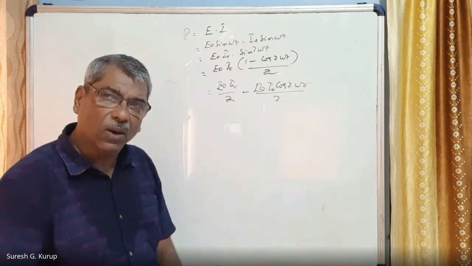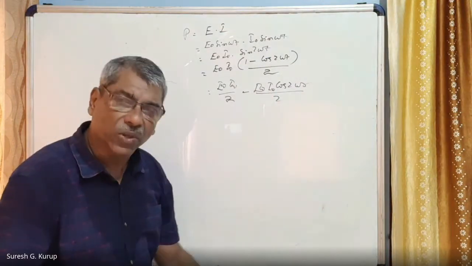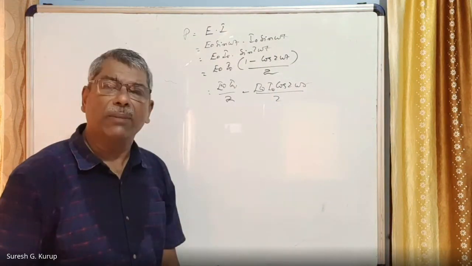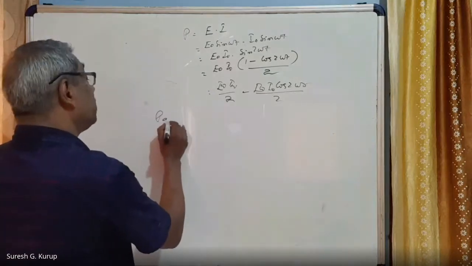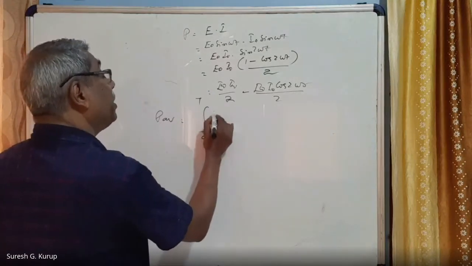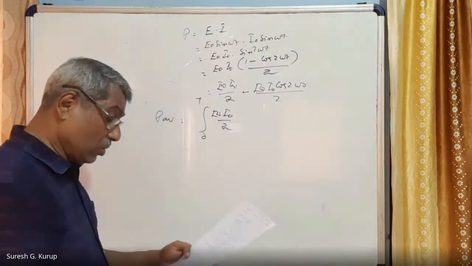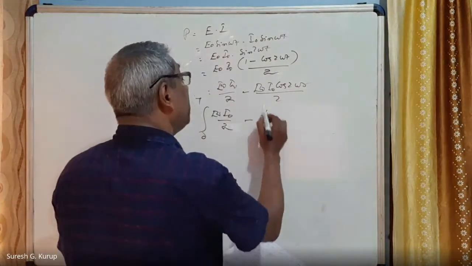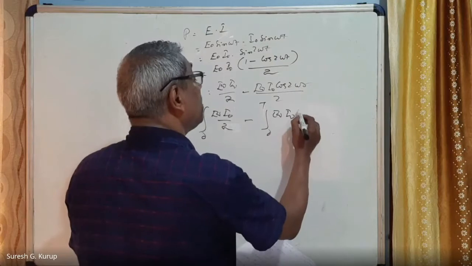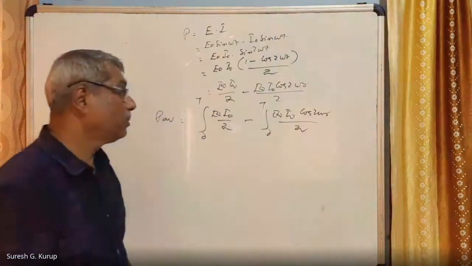In a full cycle, always remember, the cosine function always turns out to be equal to 0. The full time is 0 to T seconds, that means integral 0 to T. So P average is equal to integral 0 to T of E0 I0 divided by 2, minus integral 0 to T of E0 I0 cos 2 omega t, the whole divided by 2.